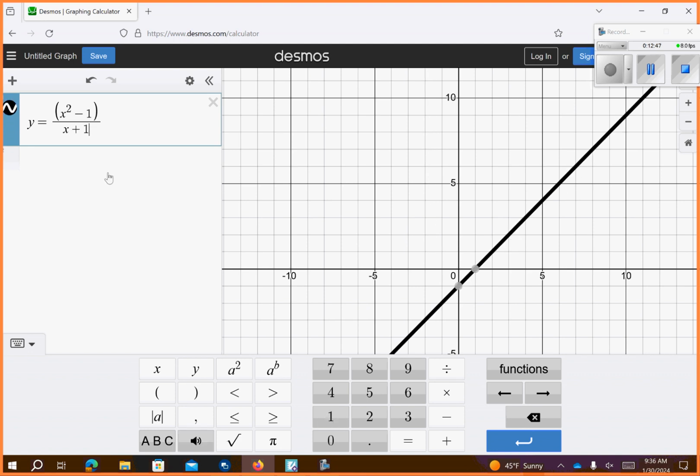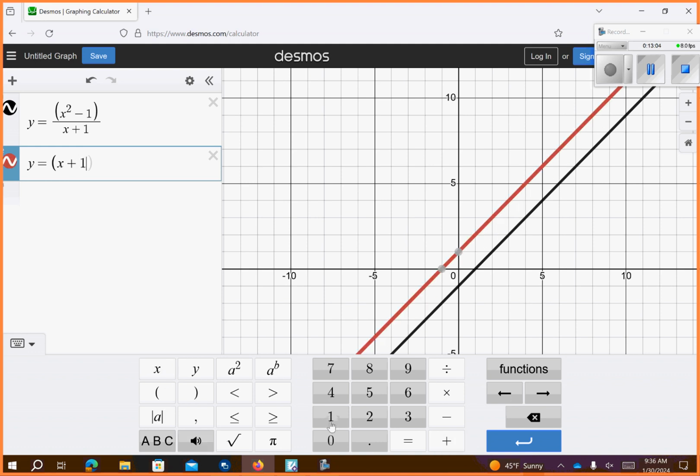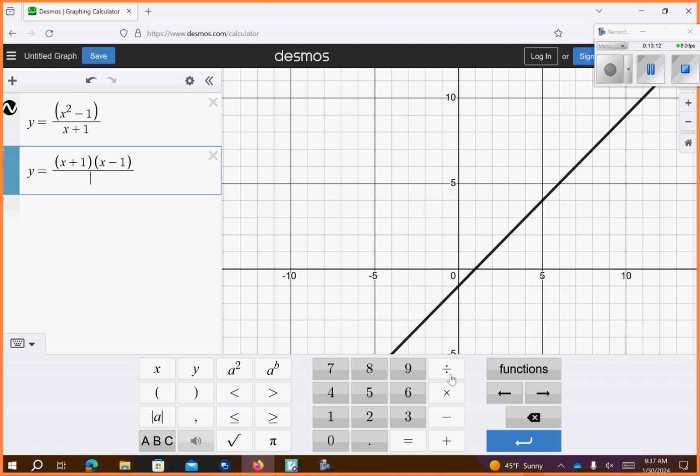Okay, so let's figure out why this would be a hole. Well, what I want to do is I want to do this. What would the top of this fraction factor out to be? What would the top of my fraction factor out to be? X plus 1 and x minus 1. Good. Okay, this is called the difference of two squares. I'm sure you've heard that term at least once. Close parentheses, divided by x plus 1.